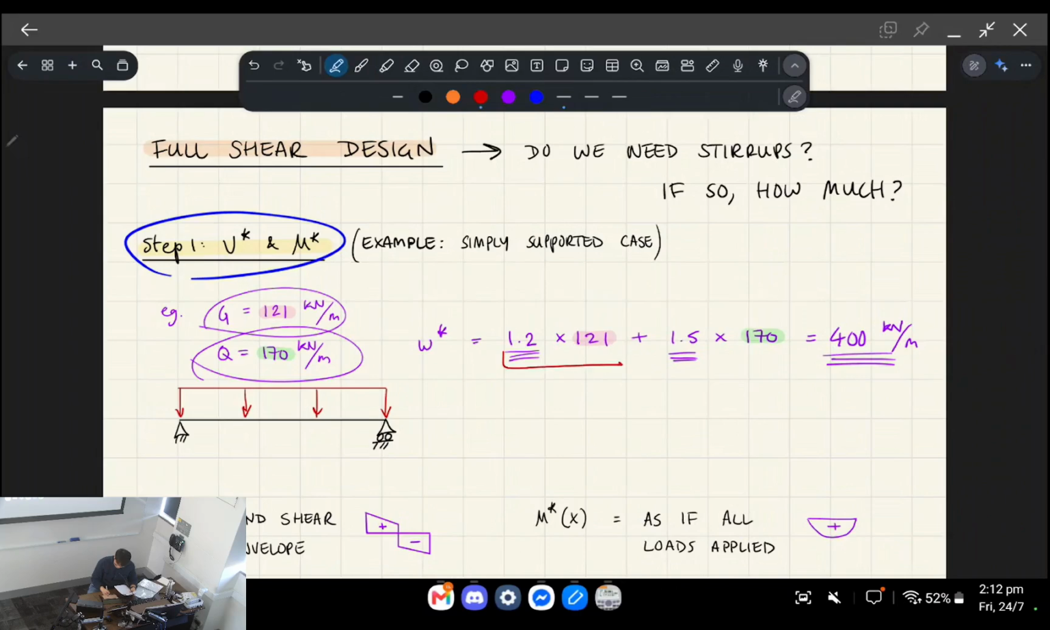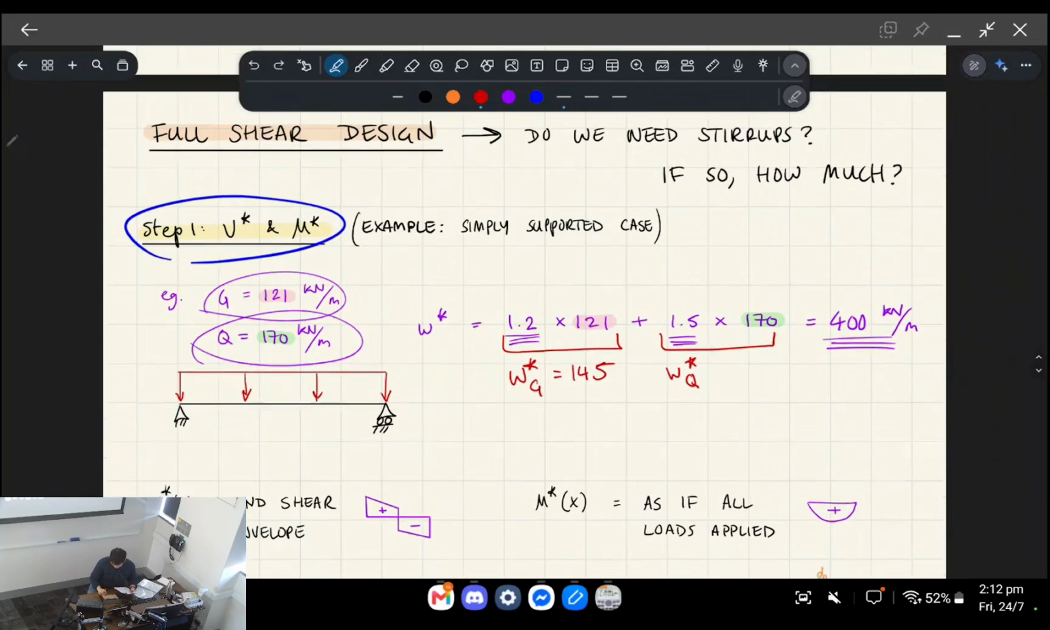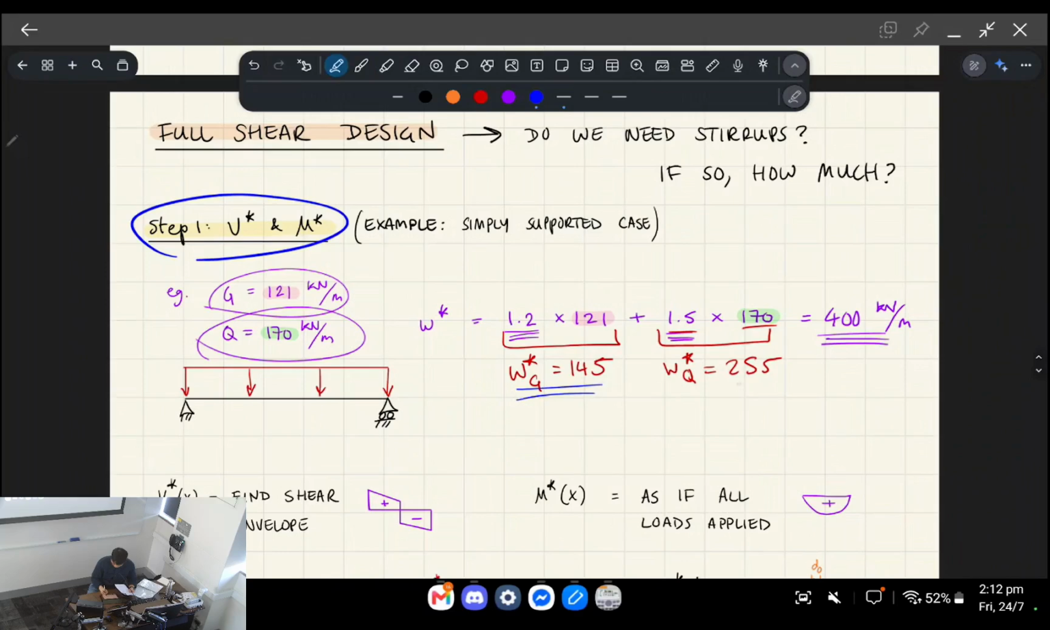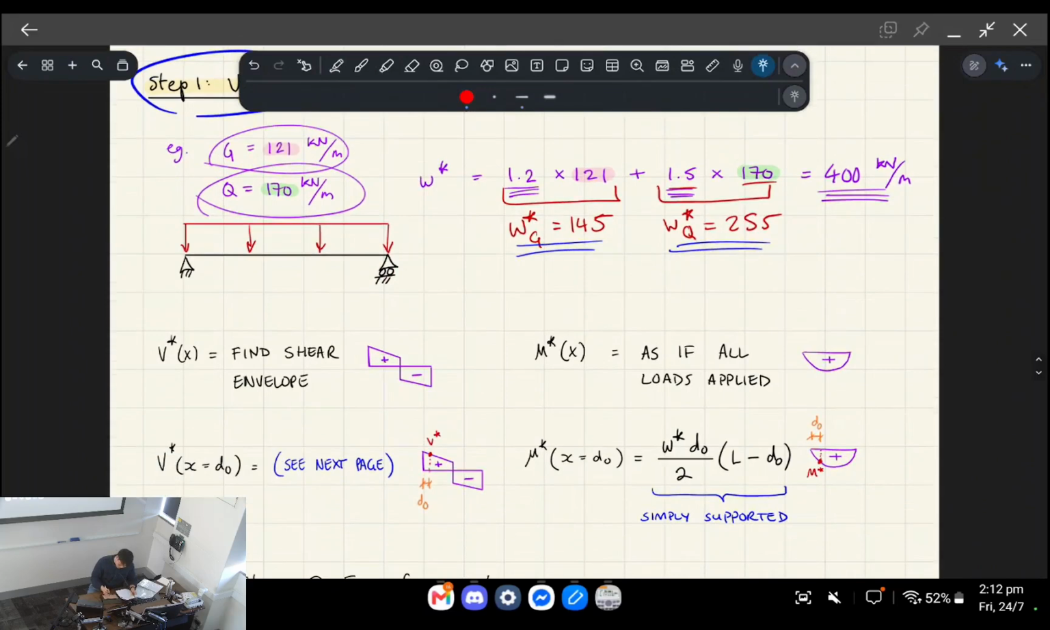Okay, what we can do is break down these components and call this one W*G and this one W*Q. Okay, so W*G is 145, and that's just by multiplying 121 by 1.2. And similarly, W*Q is going to be 170 multiplied by 1.5, giving us 255. Okay, so I'll tell you why it's important to split it up in a second, but just keep in mind the individual components are 145 and 255. If you add those together, you get the ultimate distributed load, right, which is 400.